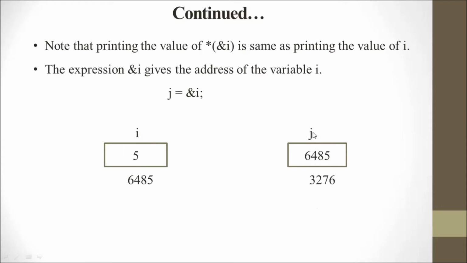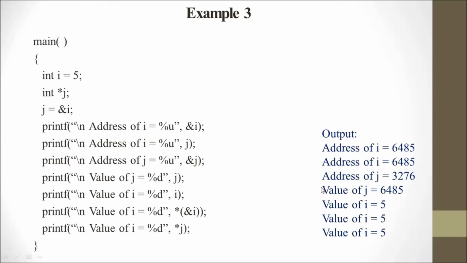So j also has its own address. This is the address of j. So this is another address. In this program, I think you understand the whole concept of a pointer and the address of a pointer.